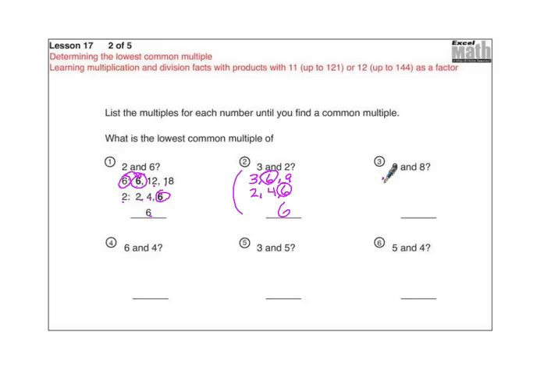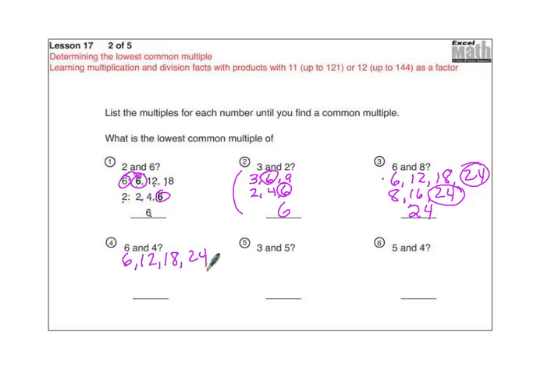Okay, 6 and 8, the multiples of 6. 6, 12, 18, 24. And then the multiples of 8, 8 and 16, 24. Oh, look at that. 24 is in both lists. Alrighty, so now I want you to pause the video and do 4, 5, and 6. Turn it back on when you're ready for the solutions. Multiples of 6 and 4, we're looking for the lowest common multiple, 6, 12, 18, 24. And then 4, 8, 12. Oh, look at that. I got a 12 already. So the answer is 12.